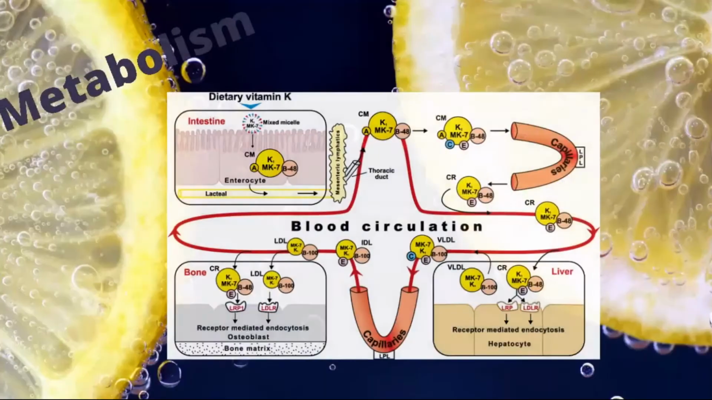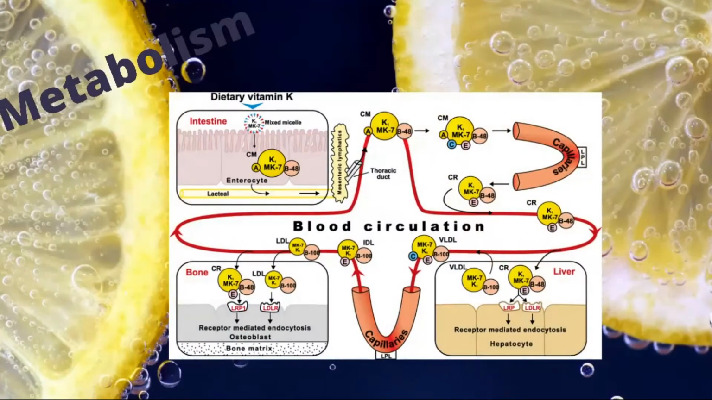When we talk about the metabolism, we need to understand that, as I said, dietary intake is very easy for the body because it gets into the system when there is availability of pancreatic juices and bile juice. It gets absorbed in the liver and gets stored in the bones. But we also have to understand what happens when there is no availability of vitamin K.